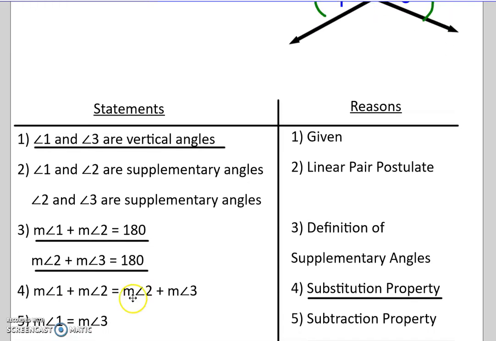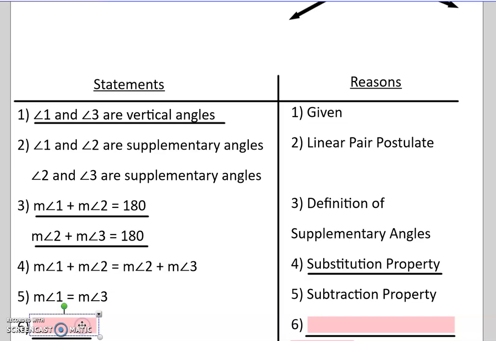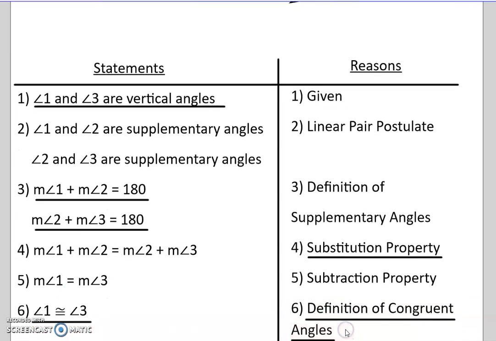And now, look, I got rid of the measure of angle 2 by subtraction. I have measure of angle 1 equals measure of angle 3. When 2 angles are equal, we can say they are congruent, which is what I wanted to prove all along. Definition of congruent angles. Okay, so for these guys, you're filling in the blank. You really have to become familiar with these definitions, the properties, the postulates, and make sense of the statements.